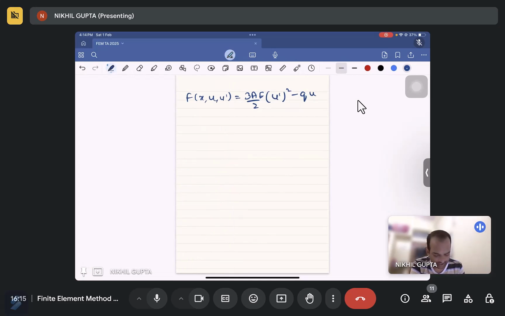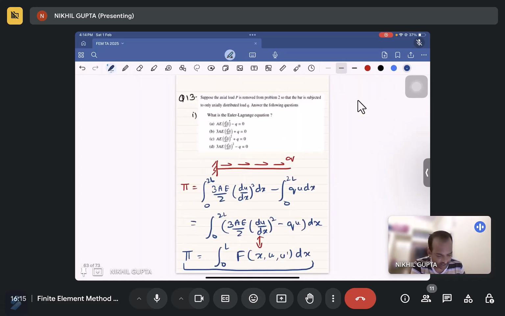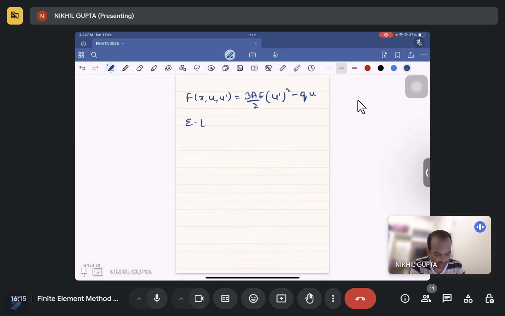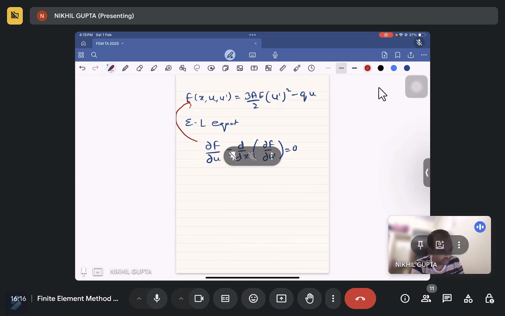Now, the Euler-Lagrange equation that we have to calculate in this solution is given by del F by del u minus d by dx of del F by del u dash equals 0. So now we know F, which is this, and we can solve it. When you do del F by del u, what will you get? You will get minus q. Is it okay? Then d by dx of del F by del u dash. What will you get in this? Tell me.